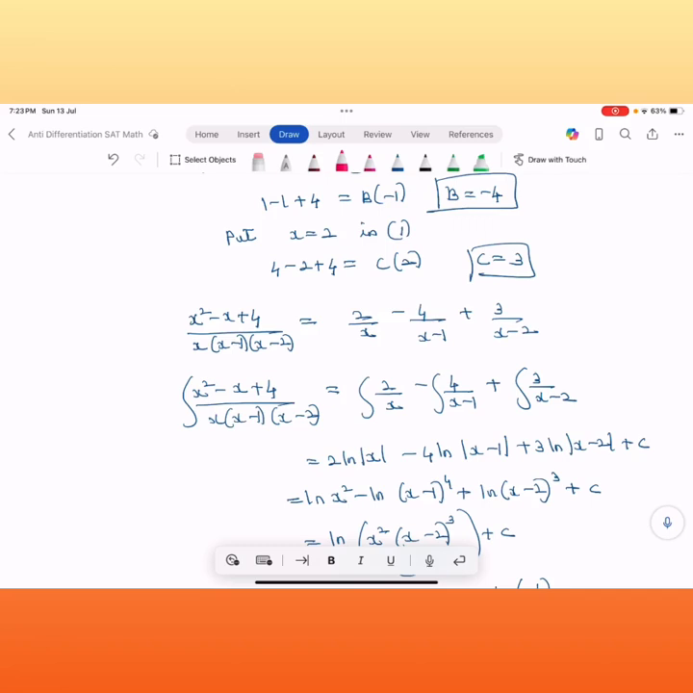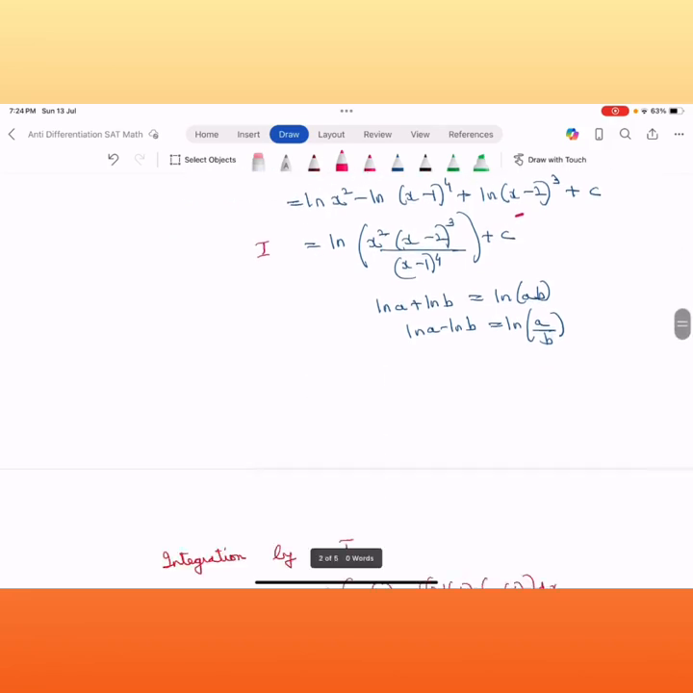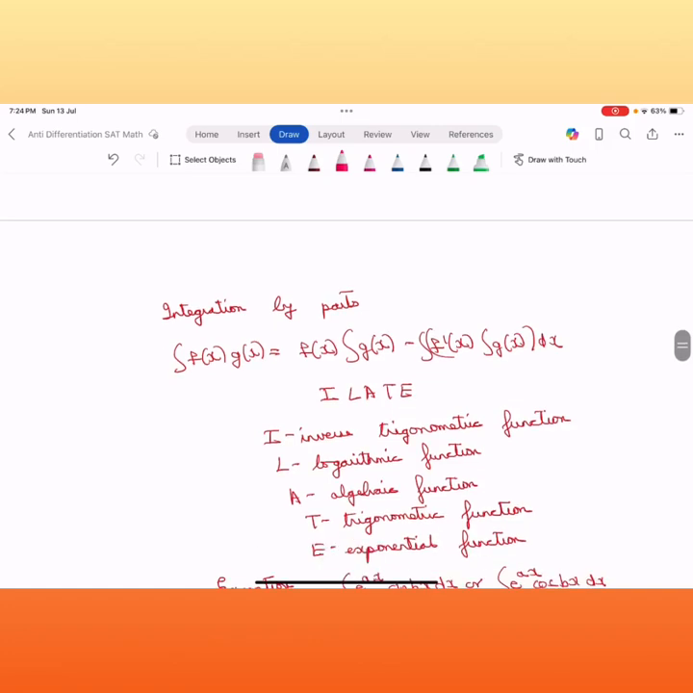Now substitute. And before that, 2 log mod x is log x squared because log a raised to m is m log a. This becomes log x minus 1 raised to 4. And what does the third term become? Log x minus 2 the whole cubed plus c. And log a minus log b is log a by b. So it becomes x squared into x minus 2 the whole cubed by x minus 1 raised to 4. Log a plus log b is log ab. So this is your I, your final answer.